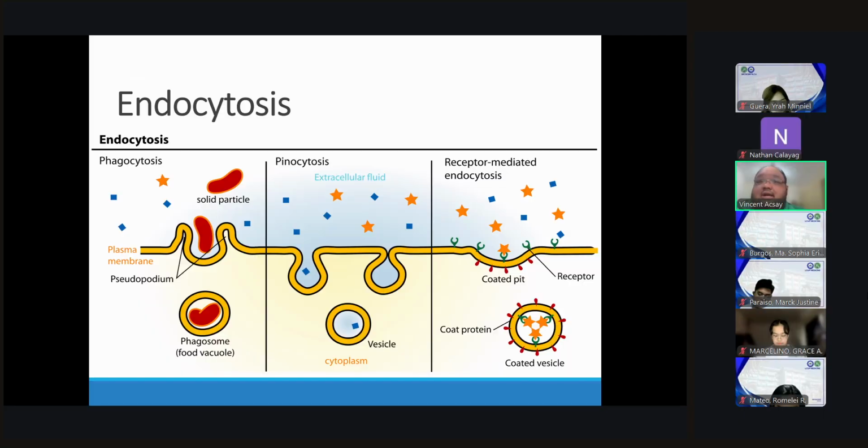Not all cells are capable of phagocytosis, as we discussed in immunology naman. So we have things like your macrophages and your dendritic cells that are able to phagocytose because they have a specialized region in their plasma membrane known as pseudopods. In this case, you can see here the pseudopodium that are able to wrap around your solid particles. So phagocytosis is cell eating large molecules, but not all cells are capable of it.